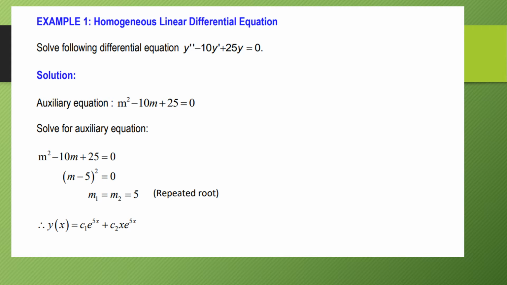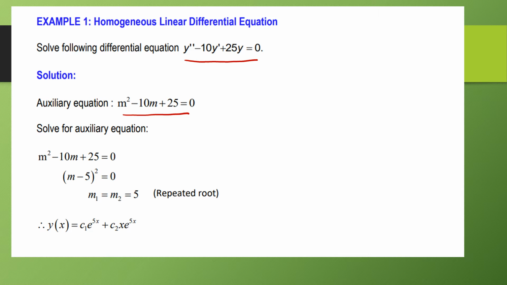This example is about homogeneous linear differential equation. The question asks you to solve the following differential equation, which is y double prime minus 10y prime plus 25y equal to 0. Based on this equation, we can form it into the auxiliary equation, which is m squared minus 10m plus 25 equal to 0.